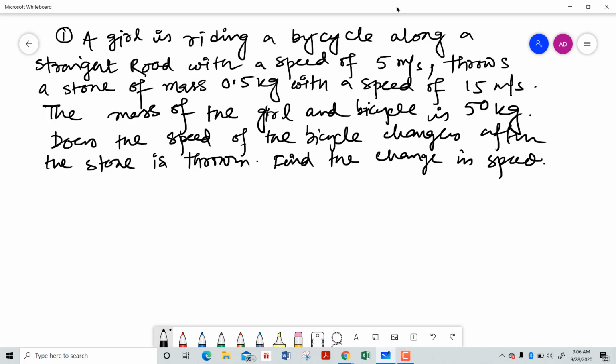Write down the question at first. My handwriting is too bad, but try to understand that. A girl is riding a bicycle along a straight road with a speed of 5 meters per second. She throws a stone of mass 0.5 kg with a speed of 15 meters per second. The mass of the girl and the bicycle is 50 kg. Find how the speed of the bicycle changes after the stone is thrown.